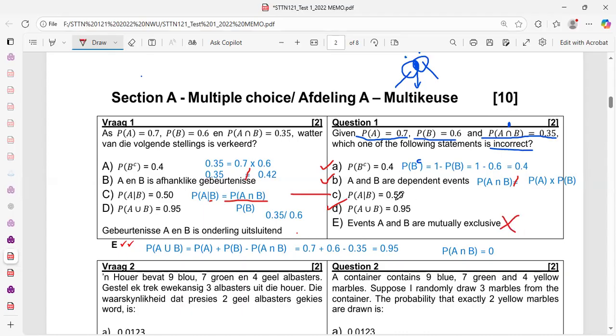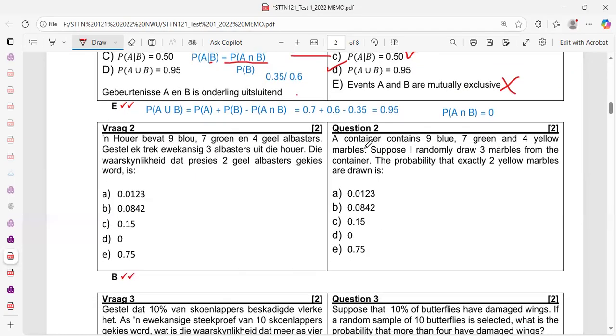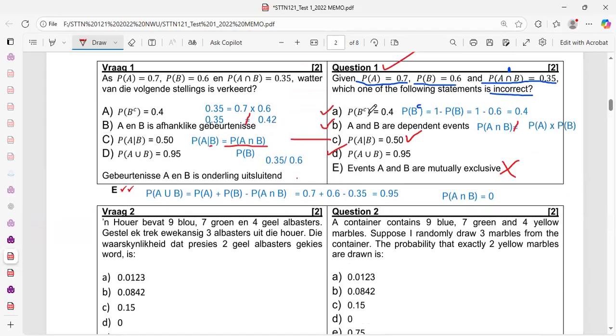So I think option C is also correct. On option C, they made a mistake, because it was supposed to be 0.58, 0.5 something. So that's the reason why they said that the answer is E. Okay, hope you guys understand this one.